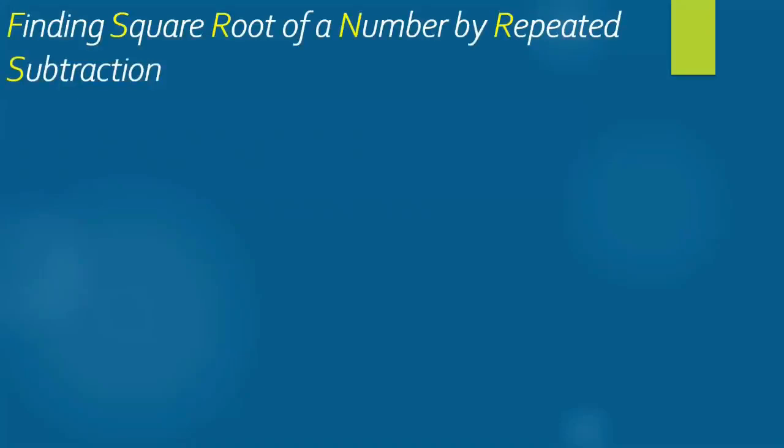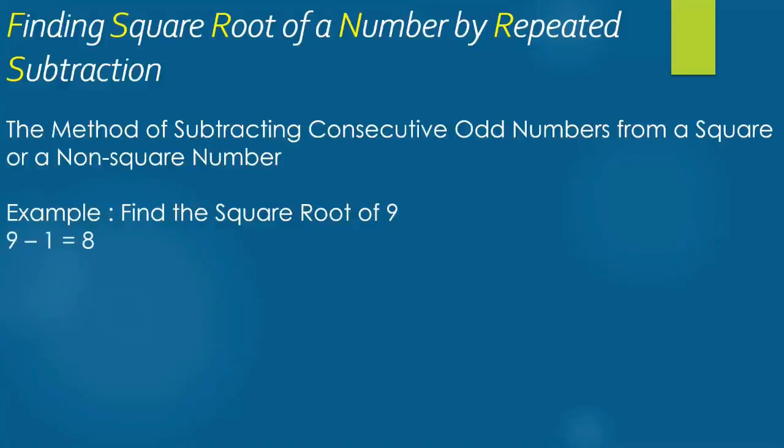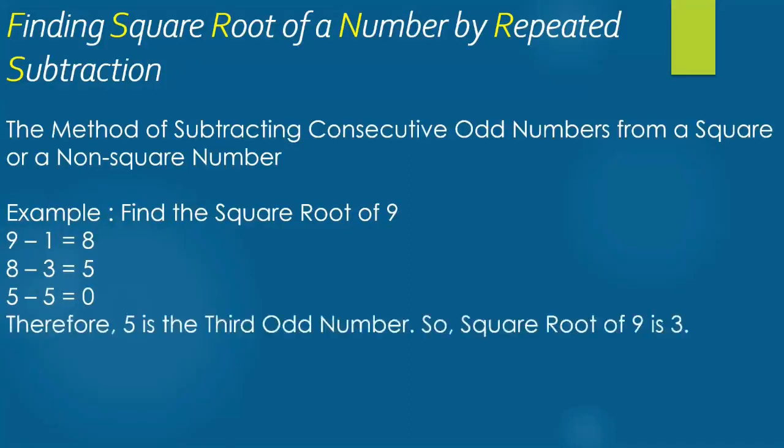Let's see how to find a square root of a number by repeated subtraction. This is the method of subtracting consecutive odd numbers from a square or a non-square number. If it is a square, the remainder will be 0 at the last. If it is a non-square number, the remainder will be a non-zero number. Example, find the square root of 9. 9 minus 1 is equal to 8. 8 minus 3 is equal to 5. 5 minus 5 is equal to 0. Understood? Therefore, 5 is the third odd number, so square root of 9 is 3.